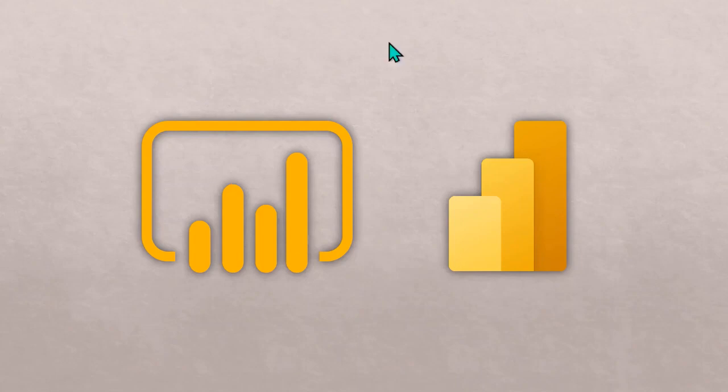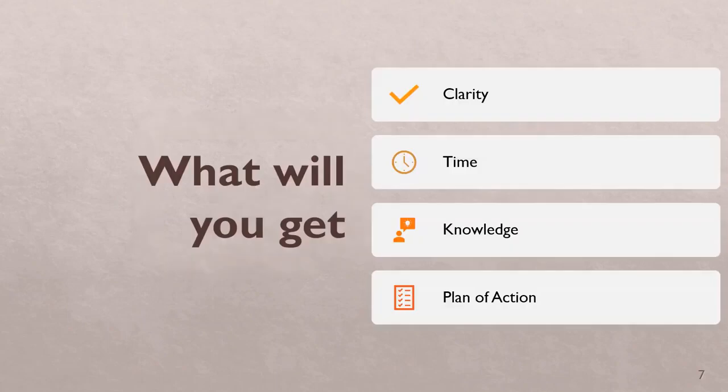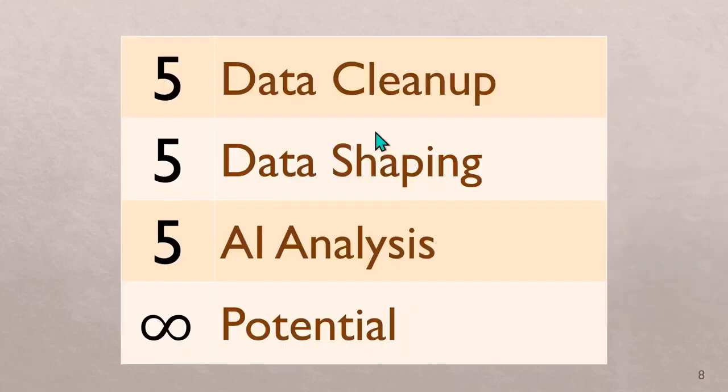So what are you going to get at the end of this session? You're going to get a lot of clarity about how to use both the tools, how to save a lot of time, and you're going to get a lot of knowledge in the process. I'm going to cover 15 things: 5 things about data cleanup, 5 things about data shaping. Data shaping as a concept is comparatively new for people who only use Excel, but in Power BI it applies. And then of course, 5 things on how to use AI for data analysis.